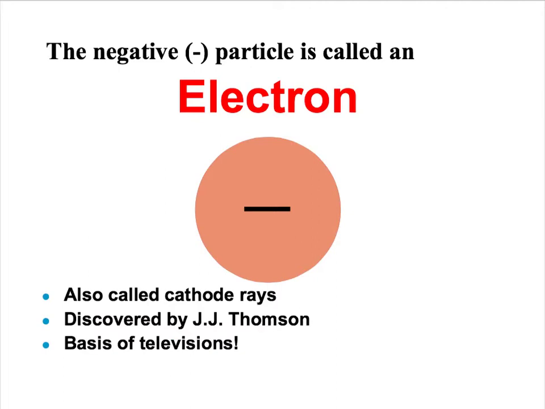The negative particles in atoms are called electrons. They're also sometimes called cathode rays. They were discovered by a scientist named J.J. Thomson, and electrons are the basics of what makes things like your television work.